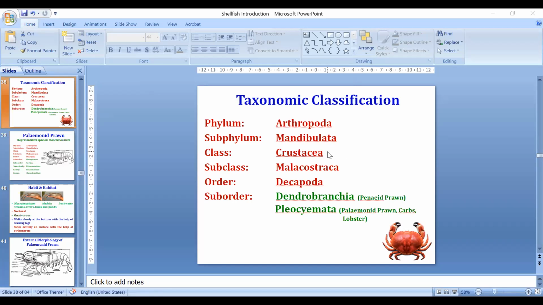Okay, a quick revision. We talked about the phylum Arthropoda, then the subphylum Mandibulata, the class Crustacea, subclass Malacostraca, order Decapoda, and then there are two suborders, the Dendrobranchiata and Pleocyemata. So today we are going to discuss the general characteristics of the Palaemonid prawn. Then we will discuss the penaeid prawn, and in the next class we will discuss the main difference between the Palaemonid and penaeid prawn. So today we will take the Palaemonid prawn in detail.